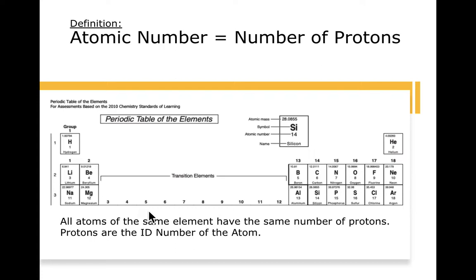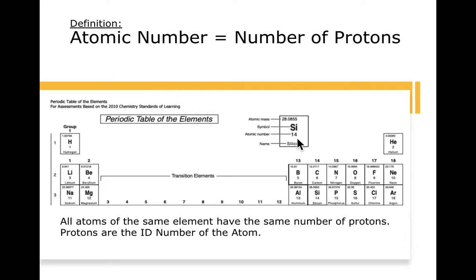So we need to do a couple of definitions. The atomic number is known as the ID number of the atom. It is the number of protons in the nucleus. And you'll see on the periodic table that the atomic number is found right underneath the symbol on our SOL periodic table. And that is how atoms are identified. All atoms of the same element have the same number of protons. So if for some reason you were able to pull out an atom and look way, way down in the nucleus, the way you would figure out what the atom was would be by looking at the number of protons.